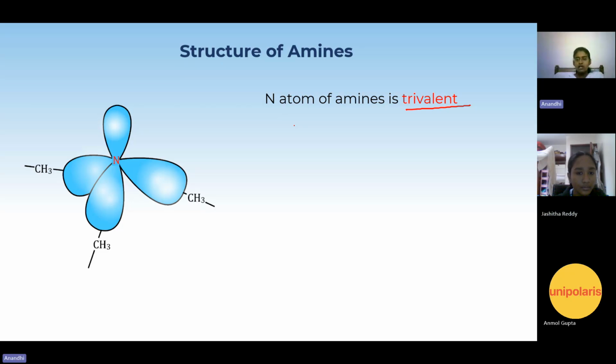And also nitrogen carries an unshared pair of electrons. What is meant by unshared pair of electrons? What is the meaning of unshared pair of electrons?